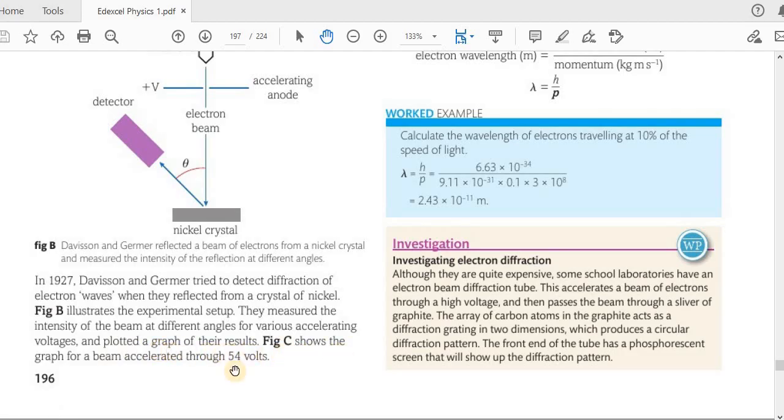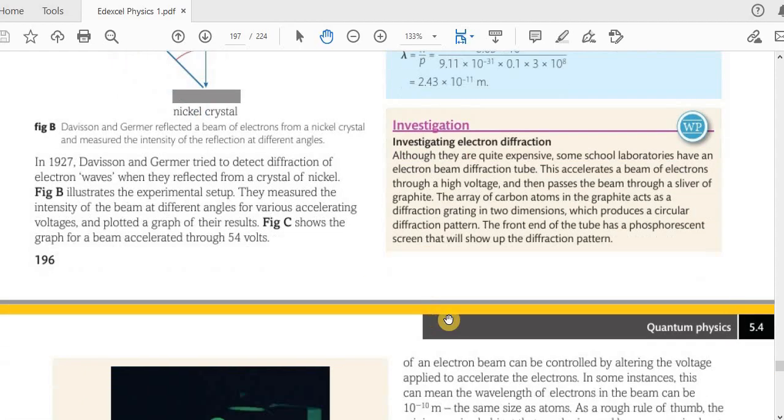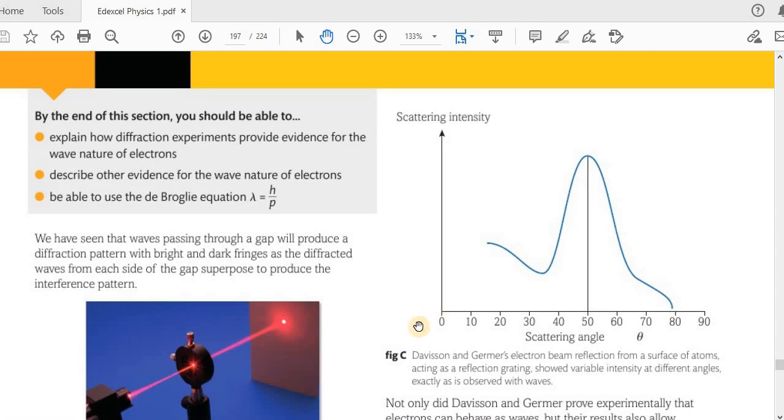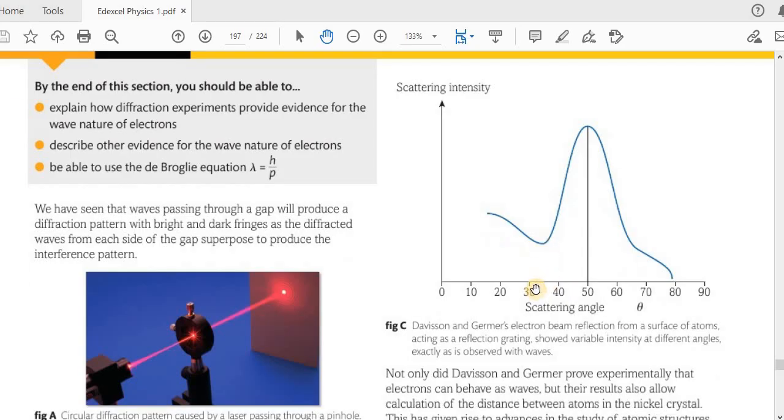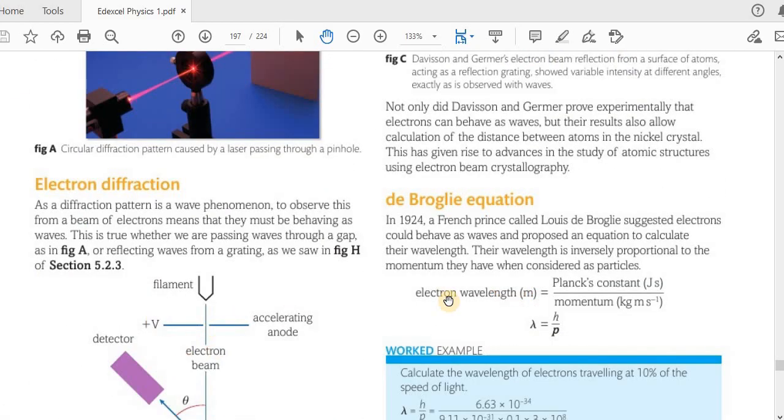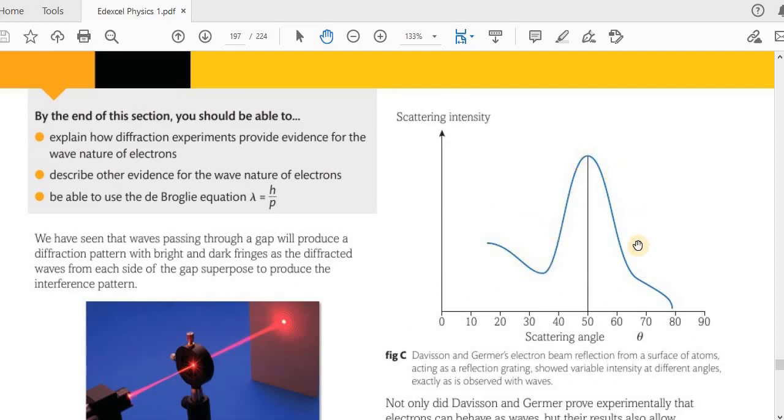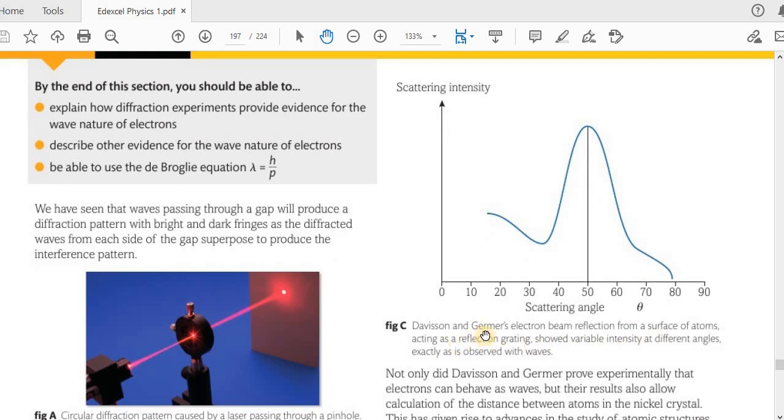Figure C shows the graph for a beam accelerated through 54 volts, and you can see that here. So when the voltage here is 54, this is the graph you get, and you can see the intensity is maximum somewhere here when the angle is 50 degrees. Davisson and Germer's electron beam reflection from a surface of atoms acting as a reflection grating.